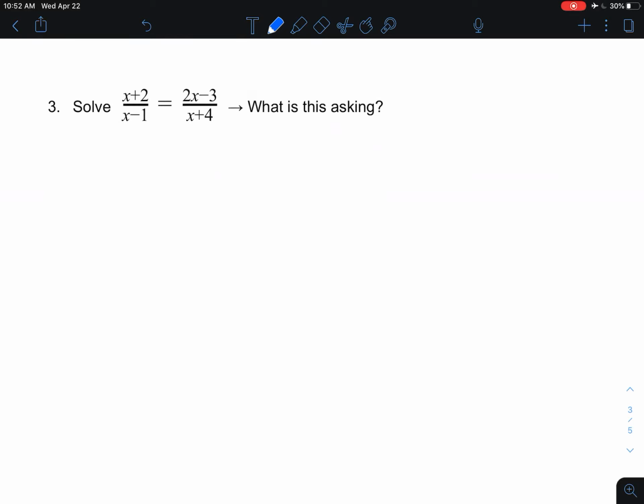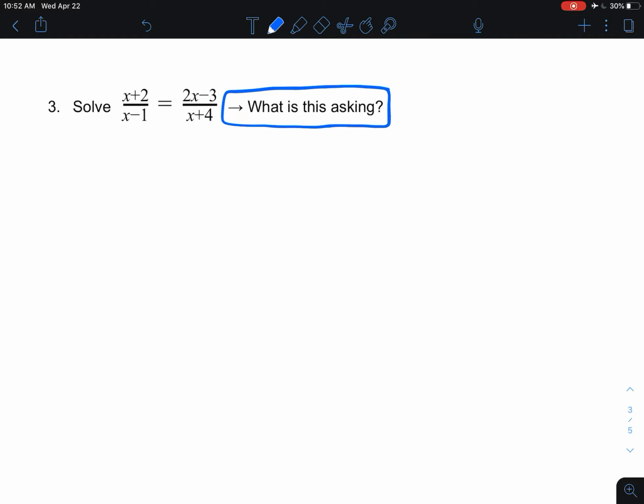So here we have a slightly more complicated equation. (x plus 2) over (x minus 1) equals (2x minus 3) over (x plus 4). Now what is this asking? Again, we'll start there. Algebraically, it's asking what values of x would make this equation balanced. Would the value of the left side equal the value of the right side?